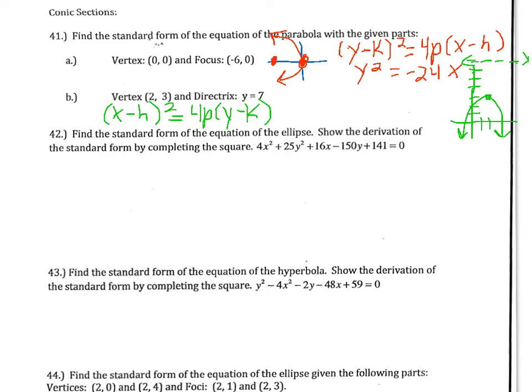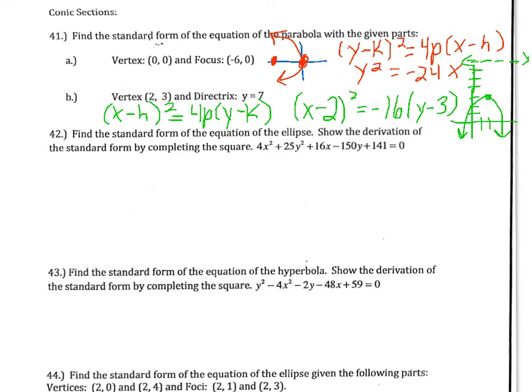And p is the distance between the vertex and the focus. It's also the distance between the vertex and the directrix. So our equation will be x minus 2 squared equals 4 times 4. But since our parabola is facing down, we want it to be negative. So it'll be negative 16 times y minus 3.